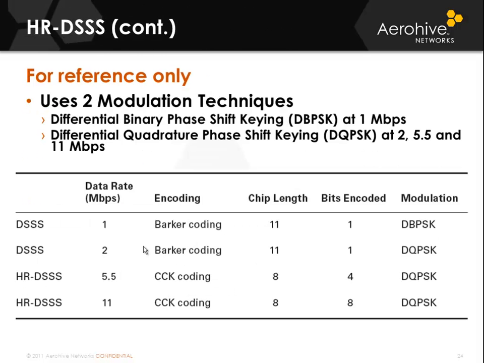High rate direct sequence spread spectrum also uses two modulation techniques: differential binary phase shift keying and differential quadrature phase shift keying to get different data rates. Barker coding and CCK coding are the two encoding methods used by 802.11b.